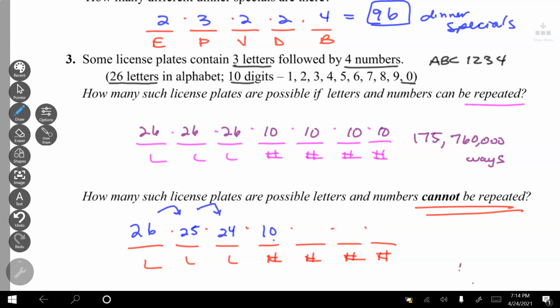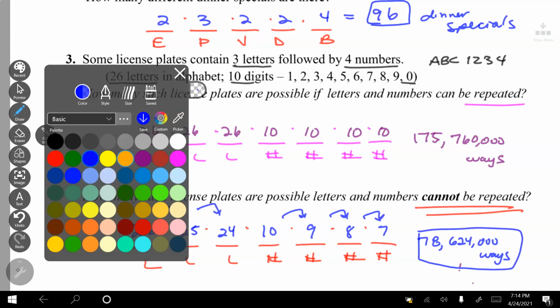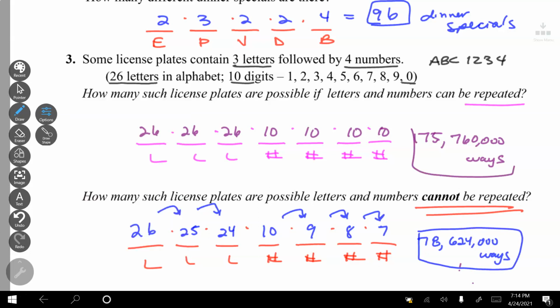My first digit I have 10, including 0. And then I only have 9, 8, 7 options. And now all of a sudden I only have 78,624,000 ways I can do this. I got rid of many options based on not repeating. Let me erase that a little bit. I got rid of more than half of what I can do.